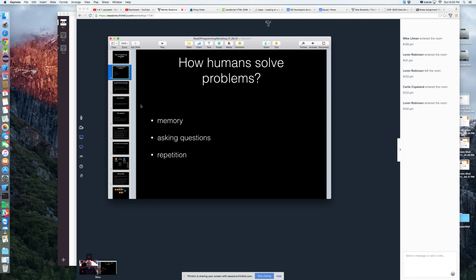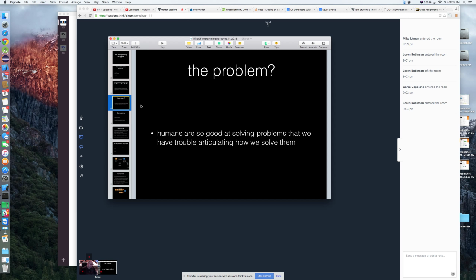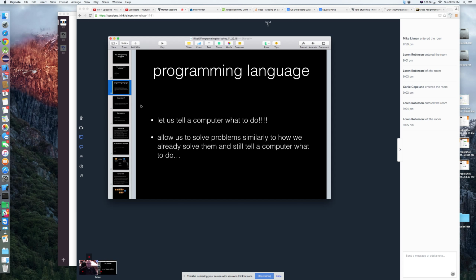Last time we were talking about how human beings solve problems in terms of memory, asking questions, and repetition, and that the job of a programming language is to attempt to mimic the way we already solve problems as human beings, and allow us to talk to a computer without us having to drop down to that computer's level, right? Because the real problem for us as programmers is that human beings are so good at solving problems that we have trouble articulating how we solve problems. So a programming language has to act as that middleman, that power tool that allows us to tell the computer what to do without changing our way of thinking too much.